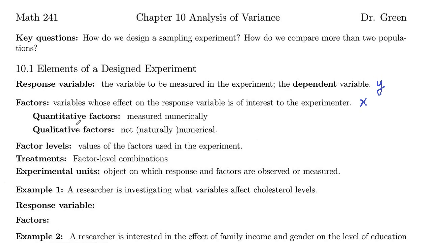So factors are x variables. You can have quantitative factors, which are naturally numerical or measured. You can have qualitative factors, which are not naturally numerical. So these would be categories. And then factor levels are the values of the factors. So these are independent variable values. And then treatments are defined to be factor level combinations. So this is variable value combinations.